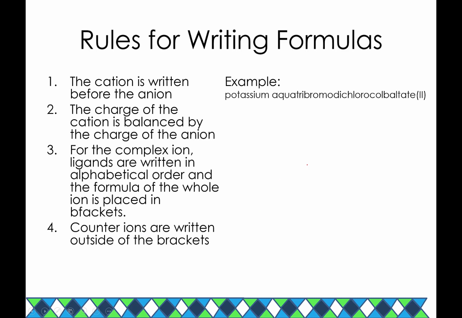So let's try this example really quickly. Okay, we've got potassium. We don't know how many potassiums we need, but I'm just going to write that down. And then we have aquatribromodichlorocobaltate 2. I mentioned that the ligands are written in alphabetical order, but your metal comes first. So we're going to put our brackets, and then I'm going to write cobalt. I've got water, and then 3 bromo ligands, 2 chloro ligands.